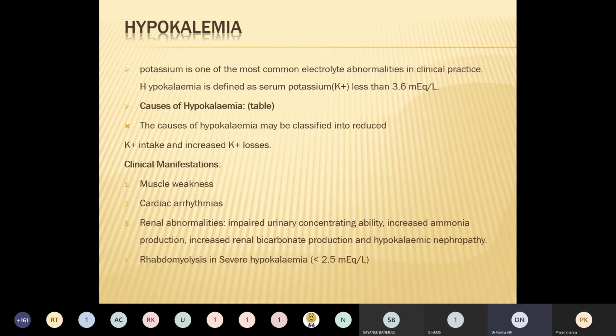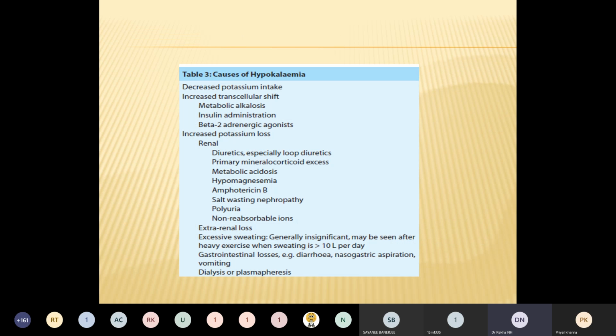So coming to hypokalemia, this is also one of the commonest electrolyte abnormalities. Clinical manifestations of hypokalemia are muscle weakness, cardiac arrhythmias and rhabdomyolysis; renal abnormalities can occur. The causes of hypokalemia are again drugs. Diuretics are the most common, in patients who are taking a loop diuretic. Apart from that, beta-2 agonist inhalation, that is salbutamol nebulization, frequently can cause a transcellular potassium shift. Apart from that, there is primary mineralocorticoid excess.